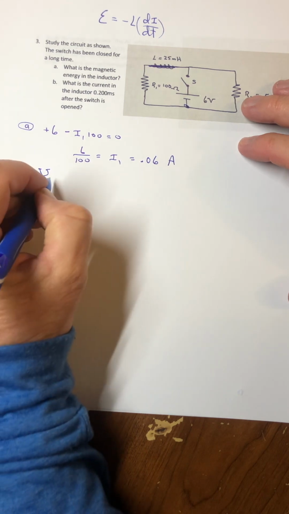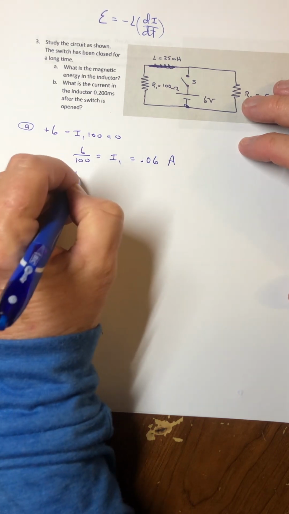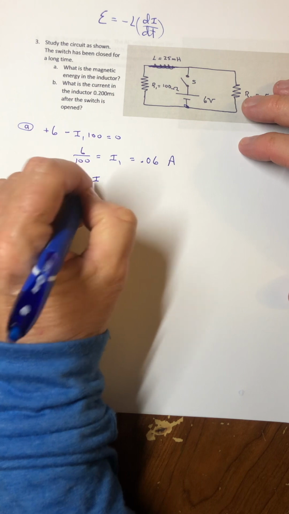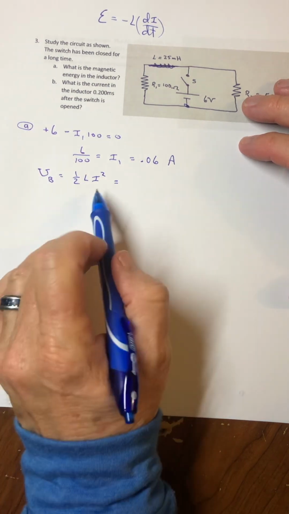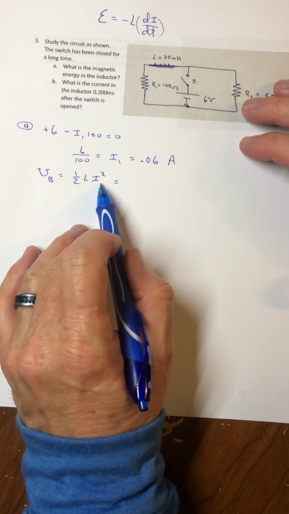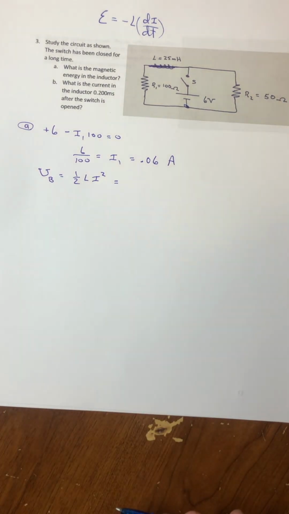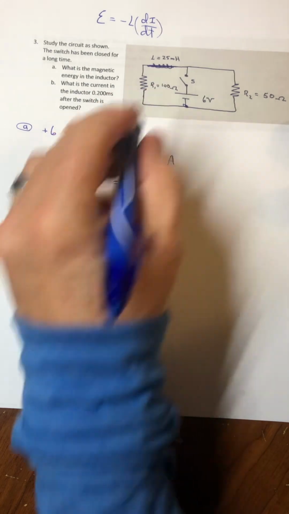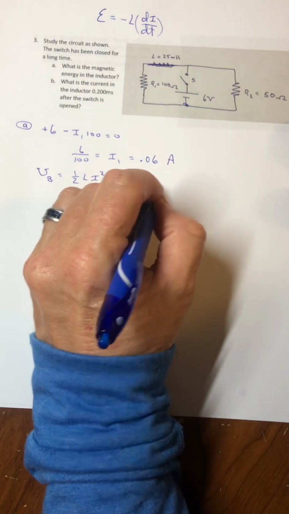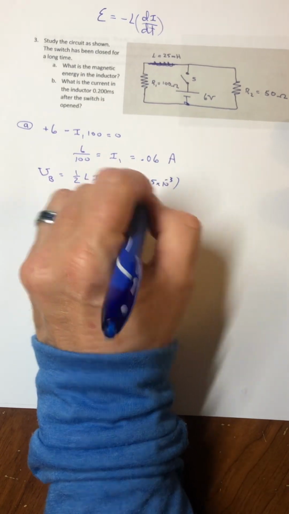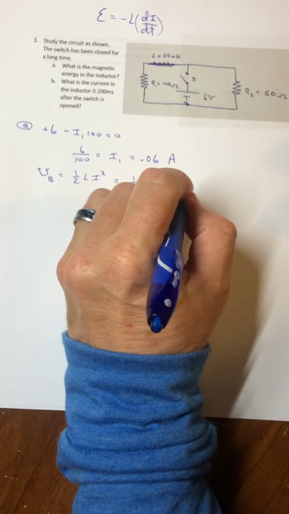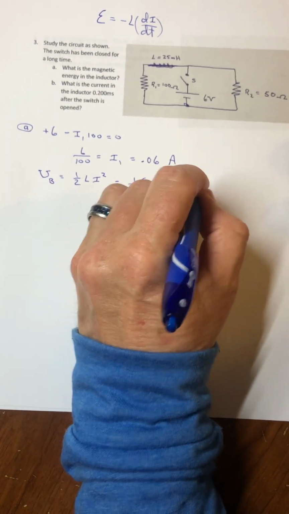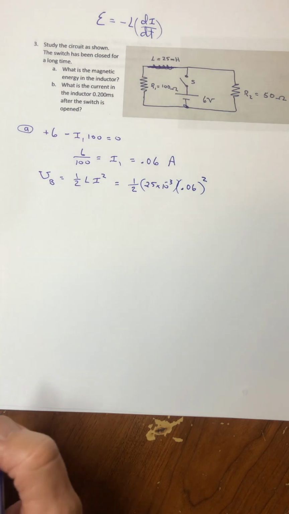And we said that the magnetic energy would be dependent on how much current there is. According to this equation, it depends on the inductor and also the current squared. So in this case, it's just 1/2, and then we've got 25 milli, and the current is 0.06 amps squared.